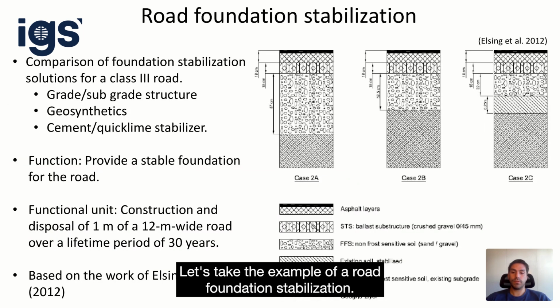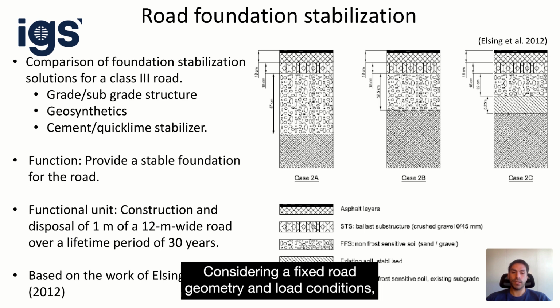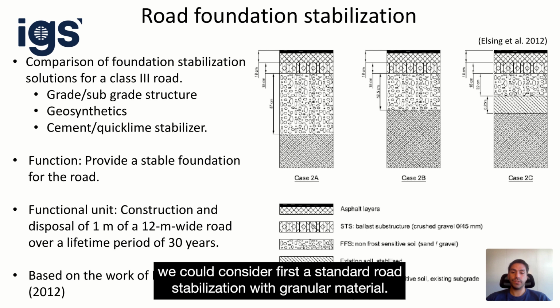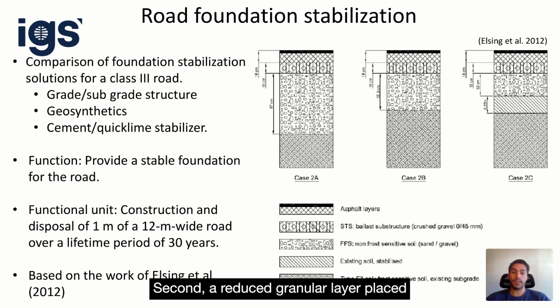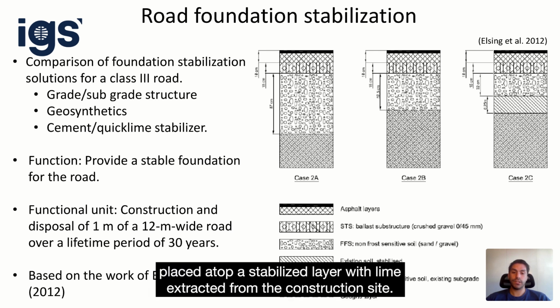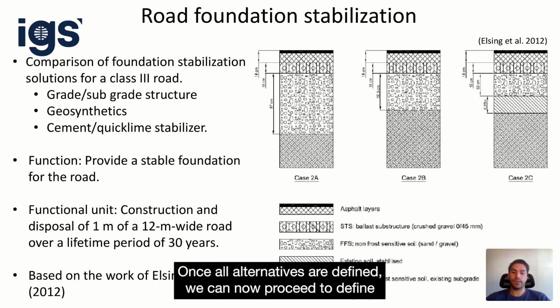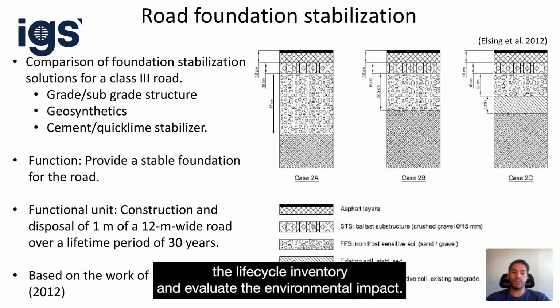Let's take the example of a road foundation stabilization. Considering a fixed road geometry and load conditions, we could consider first a standard road stabilization with granular material. Second, a reduced granular layer placed atop a geogrid layer. And third, a reduced granular layer placed atop a stabilized layer with lime extracted from the construction site. Once all alternatives are defined, we can now proceed to define the life cycle inventory and evaluate the environmental impact.